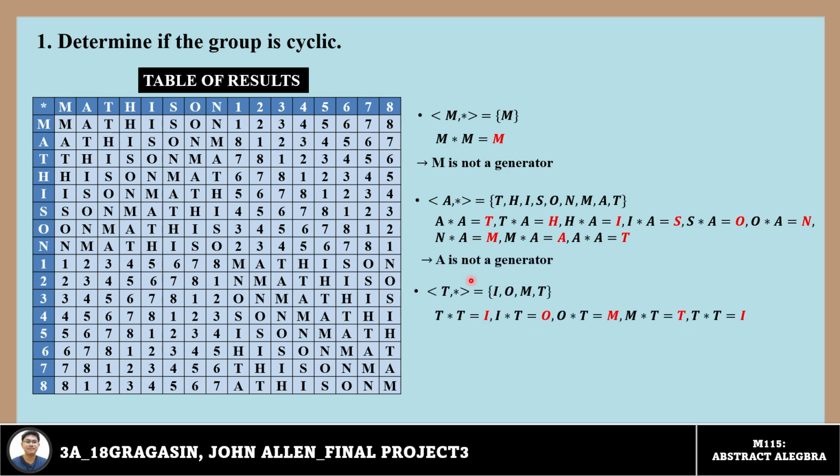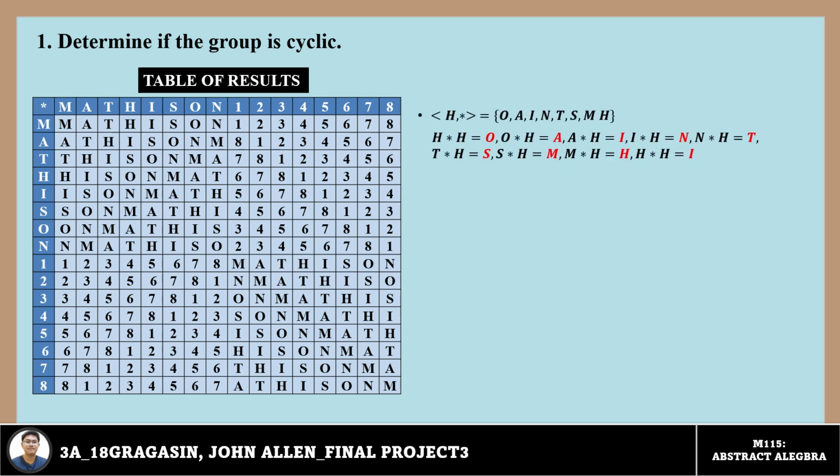Next, we have the element T. If we operate T star T, we have I, I star T, we have O, O star T, we have M, and then M star T, we have T, and then T star T, we have I. It just brings back to the first one. Its resulting elements are I, O, M, T. As you can see here, it doesn't generate the entire set G. Therefore, the element T is not a generator in this case.